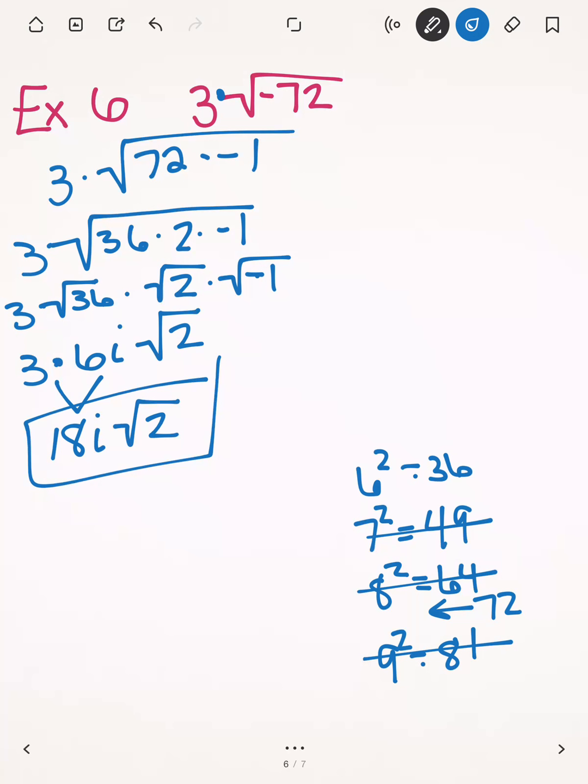So this is the video for simplifying radicals with imaginary numbers.